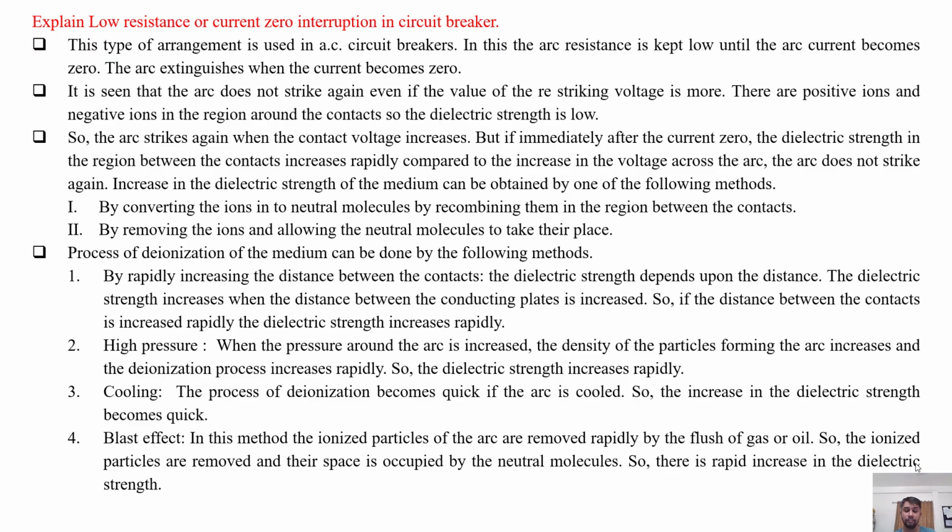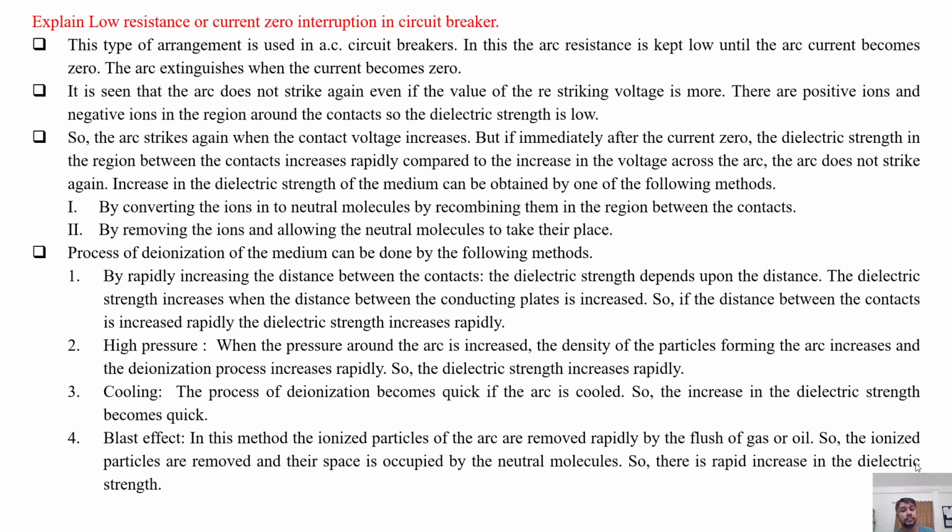High pressure. When the pressure around the arc is increased, the density of the particles forming the arc increases and the deionization process increases rapidly. So the dielectric strength increases quickly.